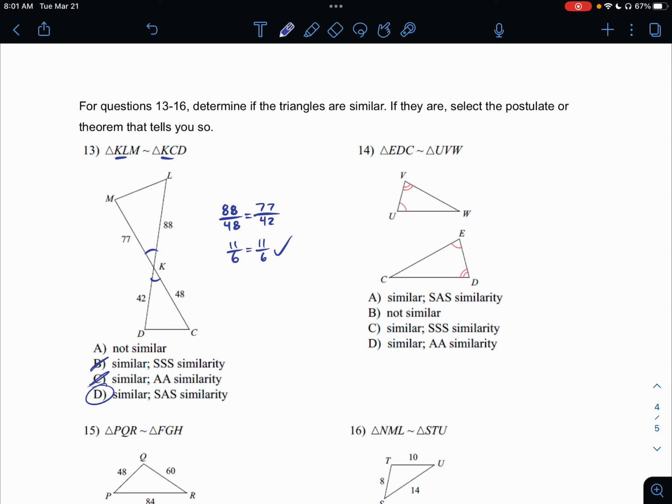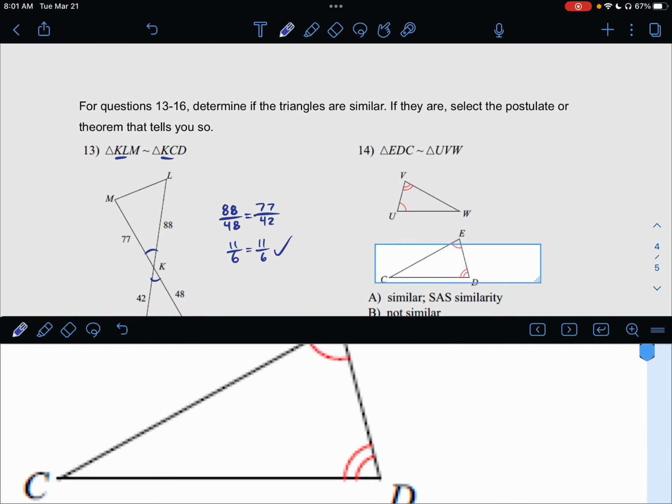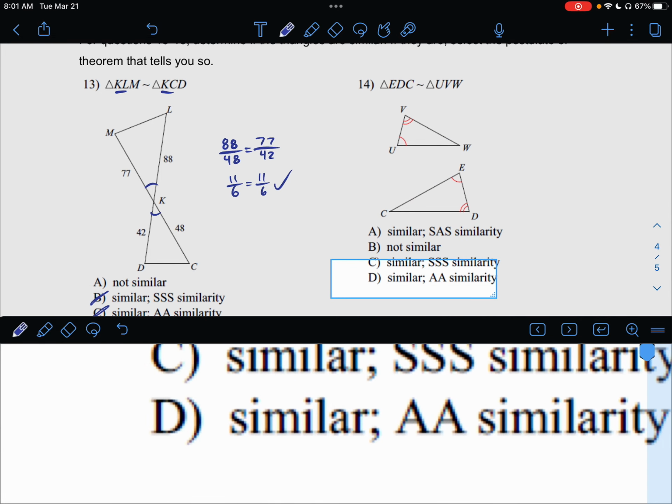All right, number 14. So this one, I have 2 angles. I don't see any numbers at all. So I have 2 angles that are congruent. E is congruent to U, D is congruent to V. So this is AA.